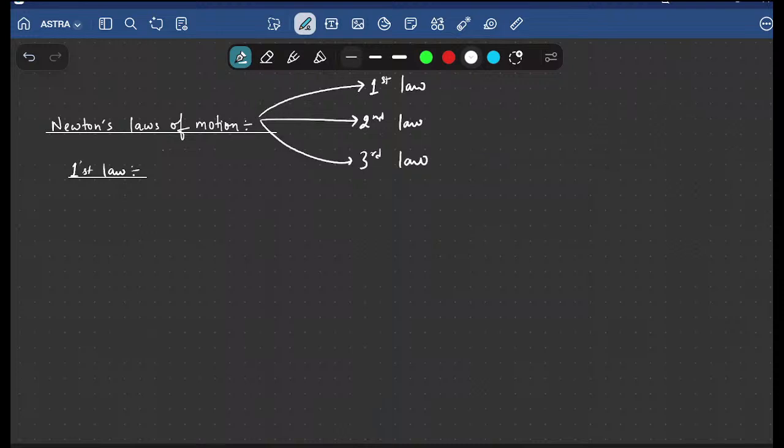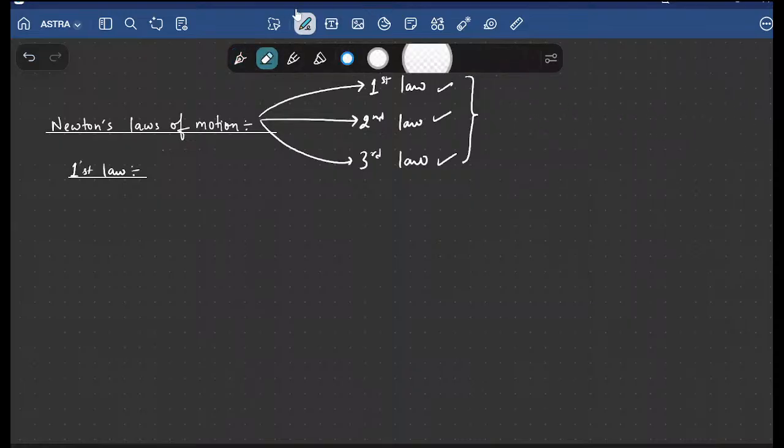These are laws given by Newton which govern or control the cause of motion, or motion rather, I should say. We will understand in detail what these laws are and how we should apply them. Okay, let us move forward. First of all, we will cover the first law.